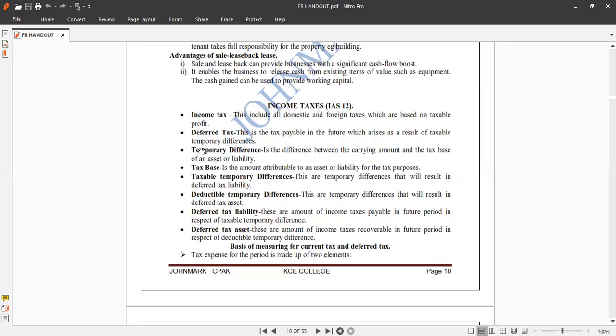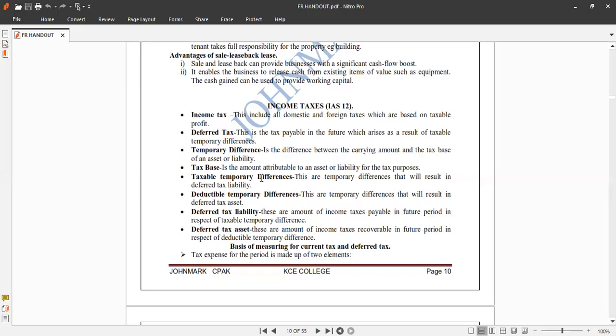Then we have two types of temporary differences. We have taxable temporary difference and we have deductible temporary difference. A taxable temporary difference is a temporary difference that will result in a deferred tax liability. A deductible temporary difference is a temporary difference that will result in a deferred tax asset. For example, we have said that a revaluation gain is a taxable temporary difference. If it was a revaluation loss, that's what we call a deductible temporary difference.